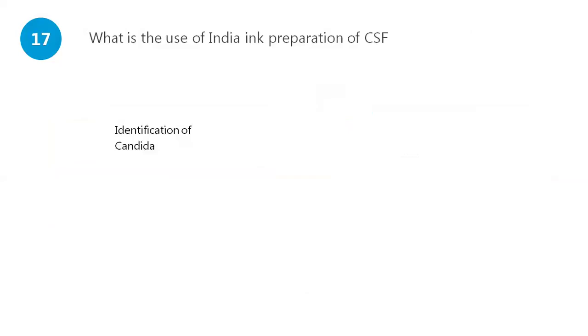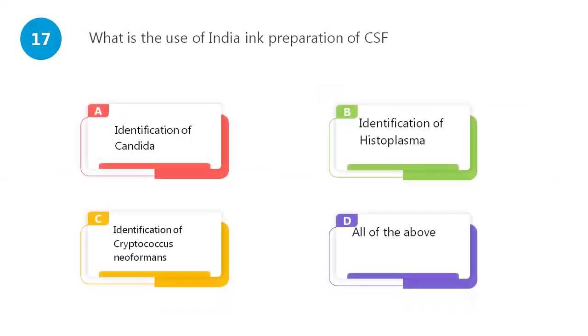Next question, what is the use of India ink preparation of CSF? Option A, identification of Candida. Option B, identification of Histoplasma. Option C, identification of Cryptococcus neoformans. Option D, all of the above.